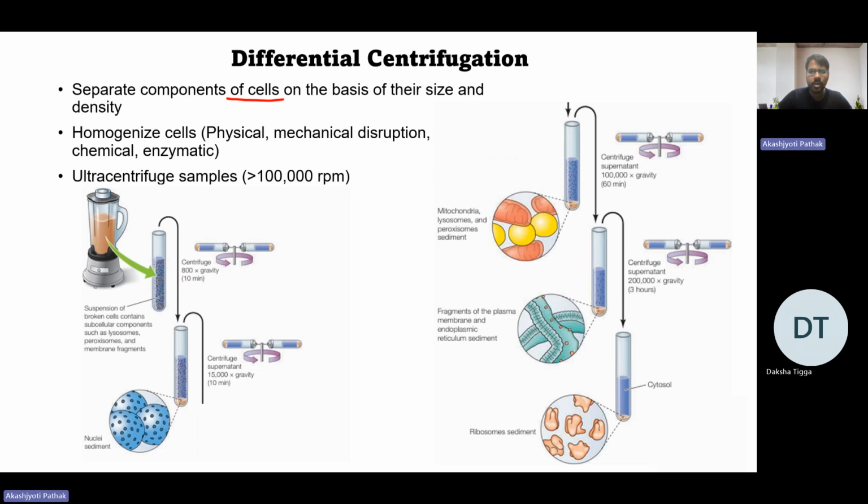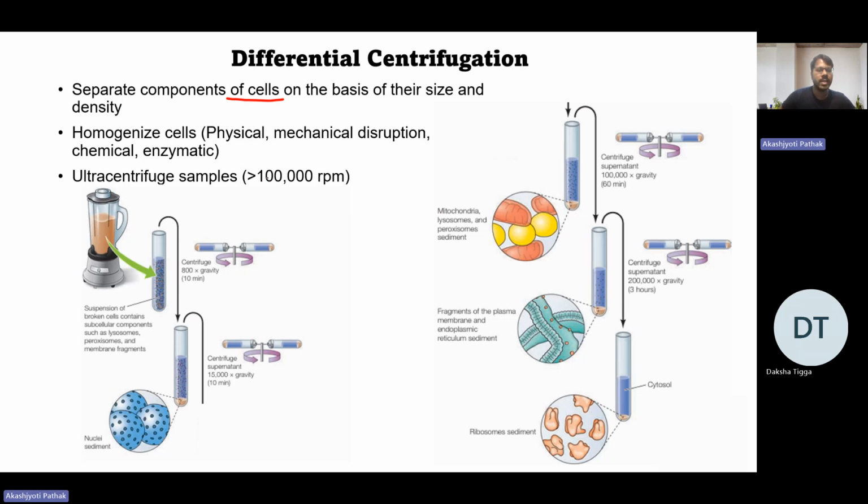Okay, so different components of a cell. What do we mean by different components of a cell? If you want to separate the ribosome from the nucleus, if you want to isolate the nucleus from the ribosome, or the endoplasmic reticulum from the cell, if you want to separate the different components of the cell, how can we do that?